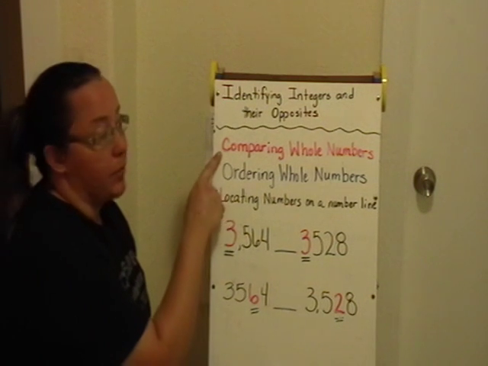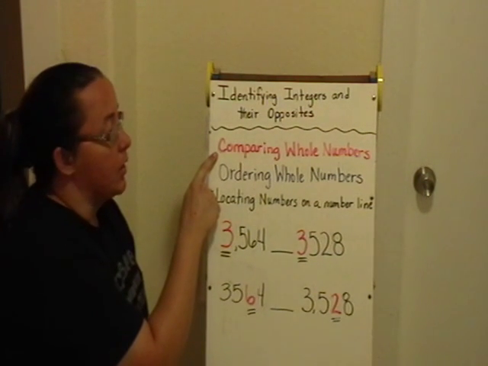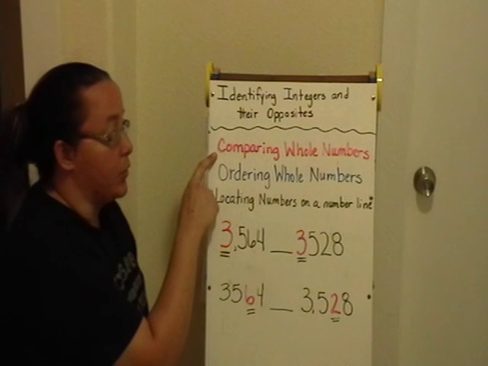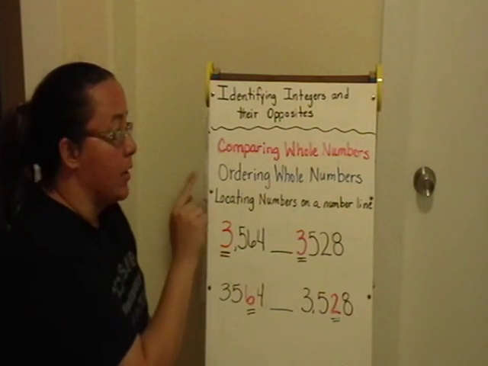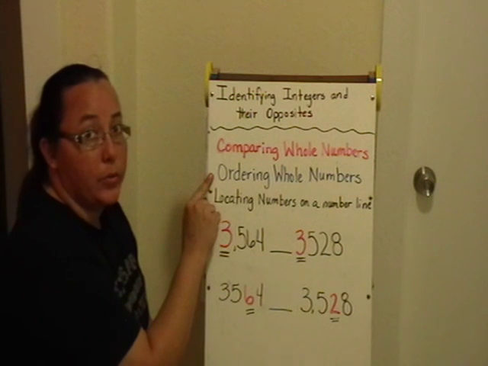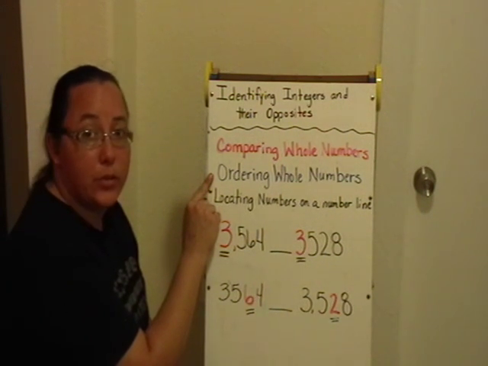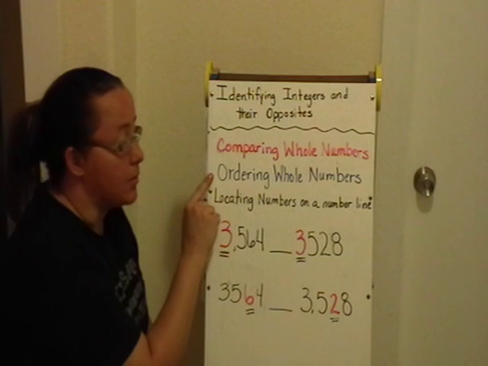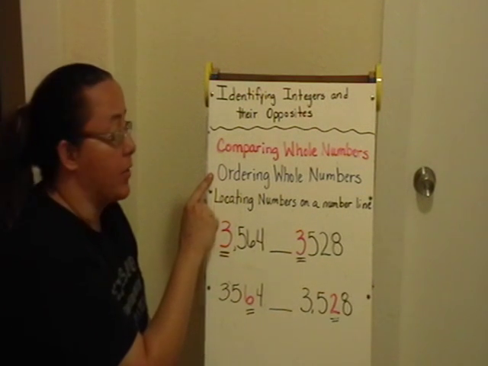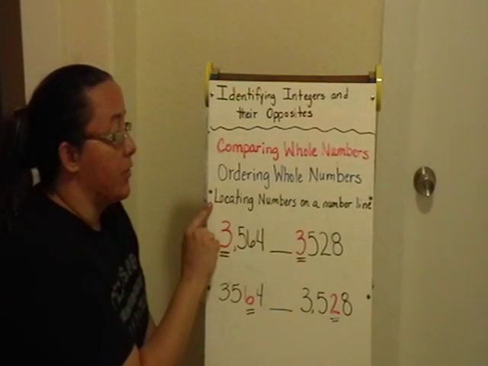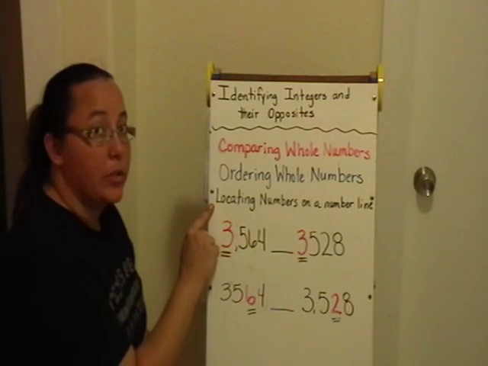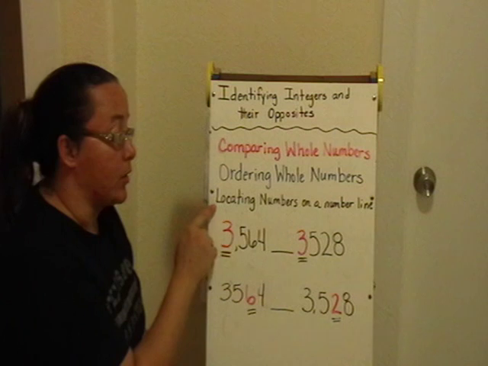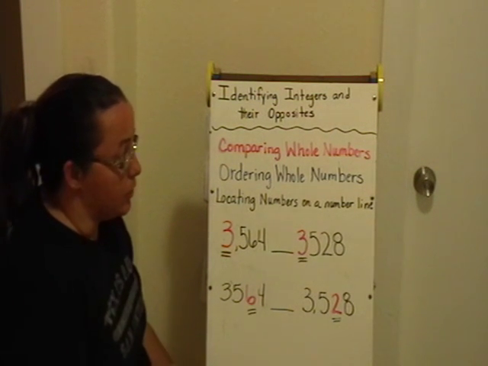The first one is comparing whole numbers, looking for similarities, looking to see if they are greater than, less than, or equal to. Then ordering whole numbers, putting them in order from least to greatest or greatest to least based on the attributes of the number. And finally, locating numbers on a number line. So we're going to be doing that today, and we're going to go over these skills in just a moment.